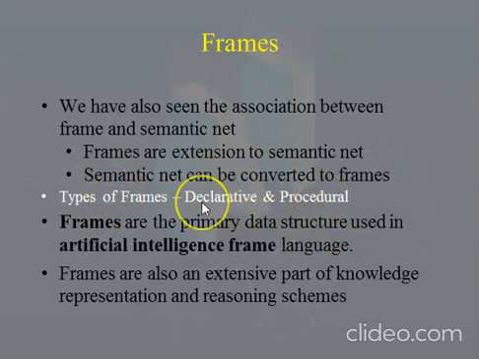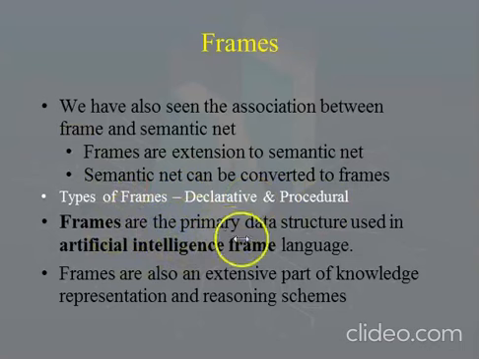A declarative frame will have only the declaration about the status of, or the values that they hold in, that node, whereas procedural type of frames will be describing the actions that are performed in each of the nodes. One video which supports this statement is being provided for you after this session.